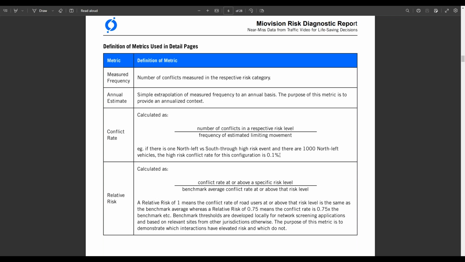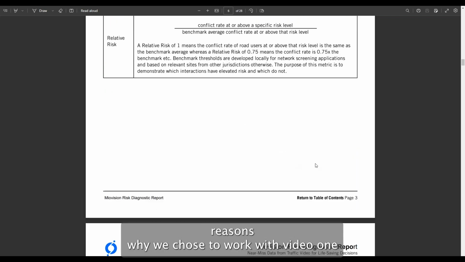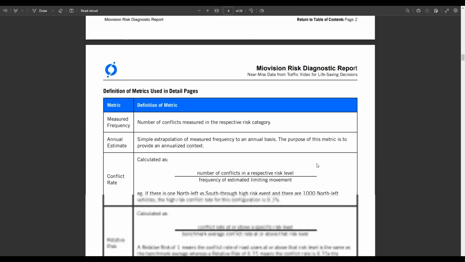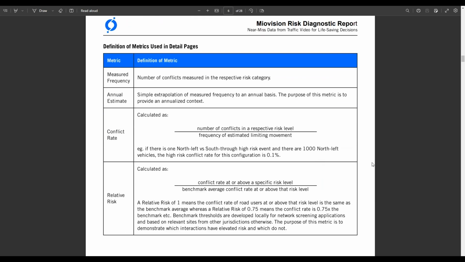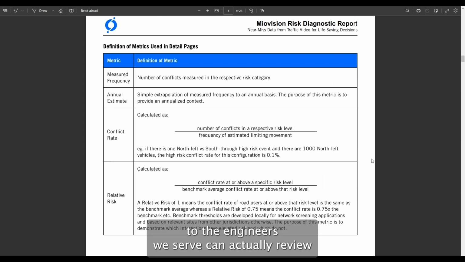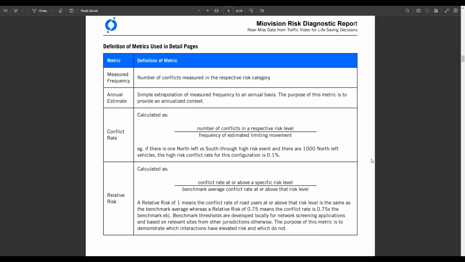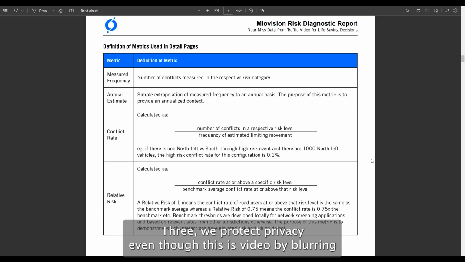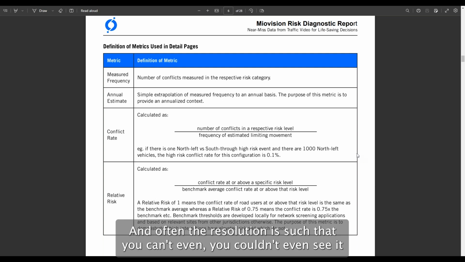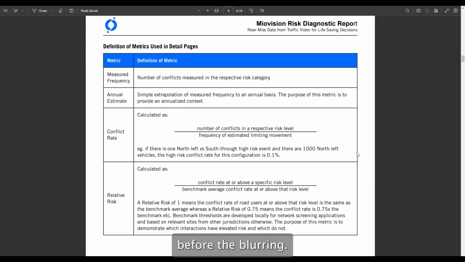Yeah, reasons why we chose to work with video. One, it's a ubiquitous and low-cost sensor. Two, the engineers we serve can actually review the clips of the events and understand what happened. Three, we protect privacy, even though it's video, by blurring faces and license plates, and often the resolution is such that you couldn't even see it before the blurring.